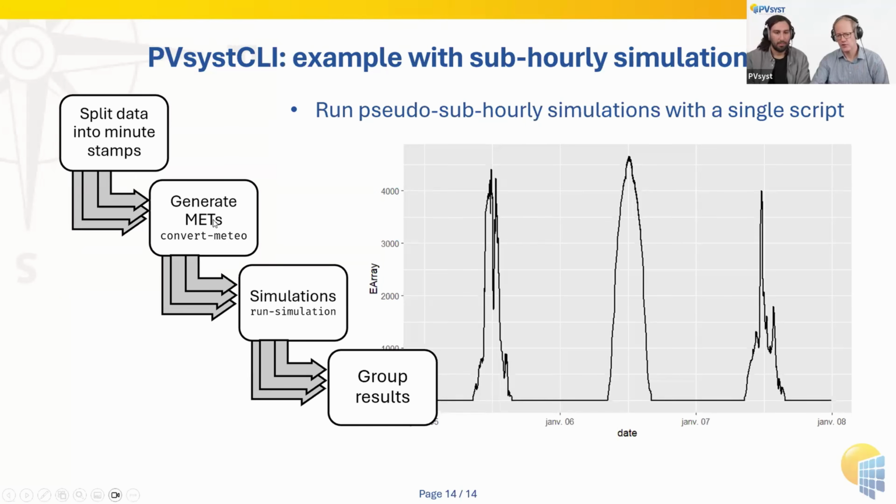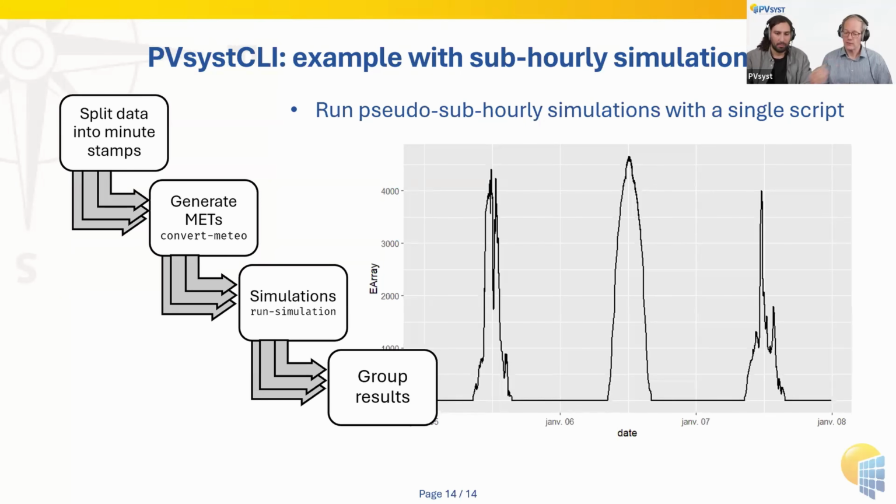Split your data, you generate the weather files, you run the 60 simulations, and you group results, and the result is shown here. You have really a 1 minute resolution for your simulation. I will not go through this example because it takes some time, but I want to say two things. If you do this, you could do this also with the batch mode in PVsyst. It's slightly more complicated. You have more manual steps. With PVsystCLI, you can really automatize all these steps. This is the first advantage.